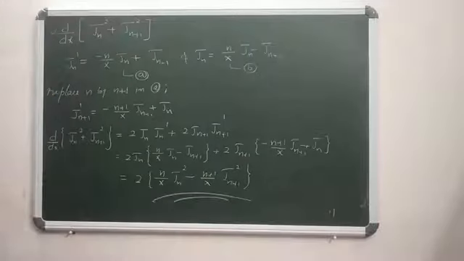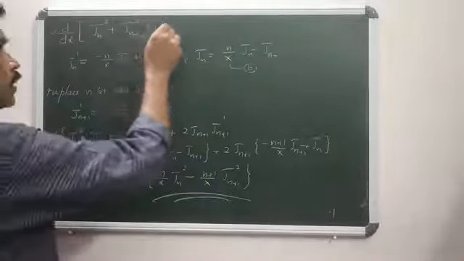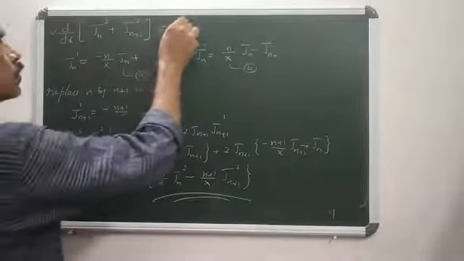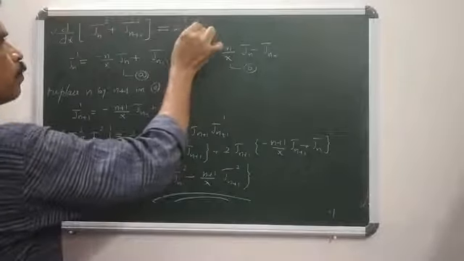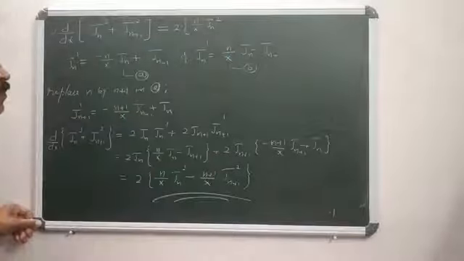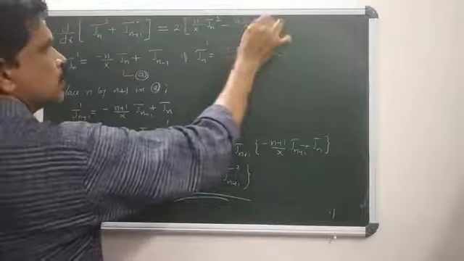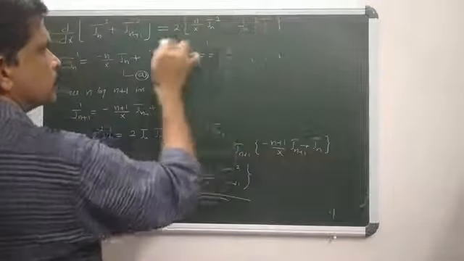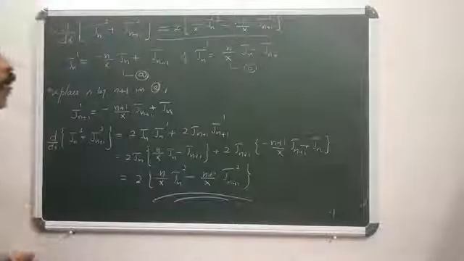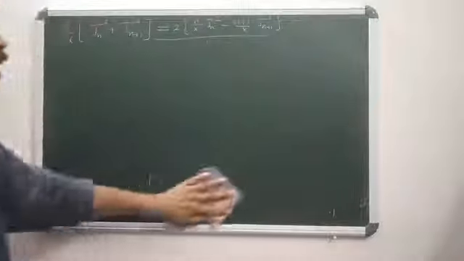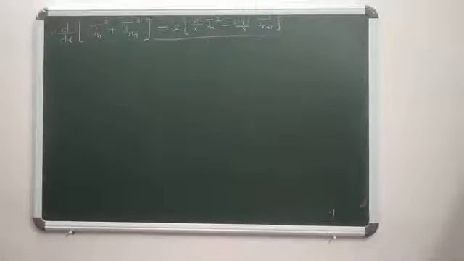So this is another important result. d/dx of J_n squared plus J_{n+1} squared equals 2 times n/x J_n squared minus (n+1)/x J_{n+1} squared. This is the important result: d/dx of J_n squared plus J_{n+1} squared is 2 times n/x J_n squared minus (n+1)/x J_{n+1} squared.